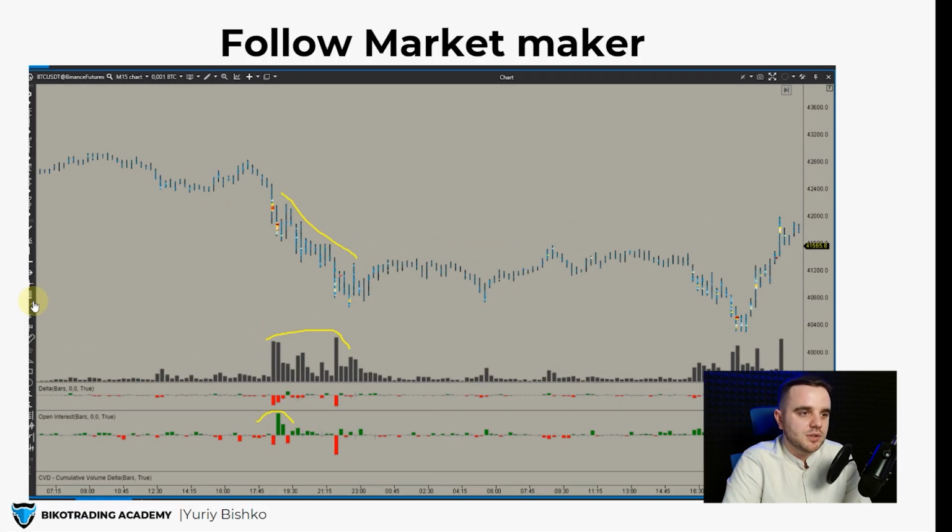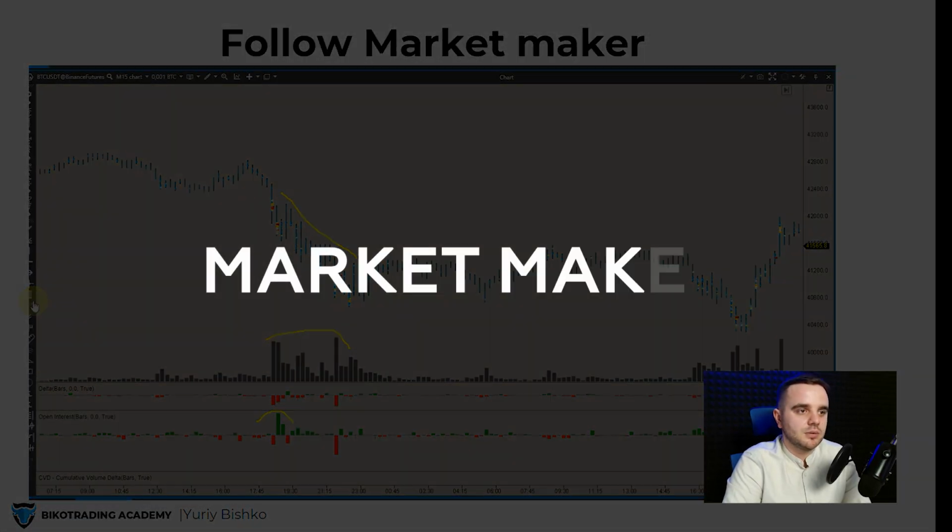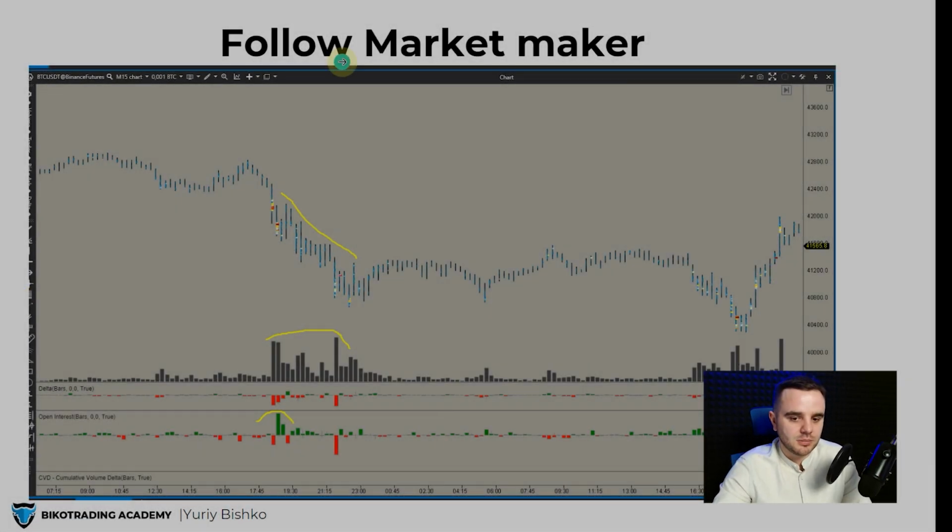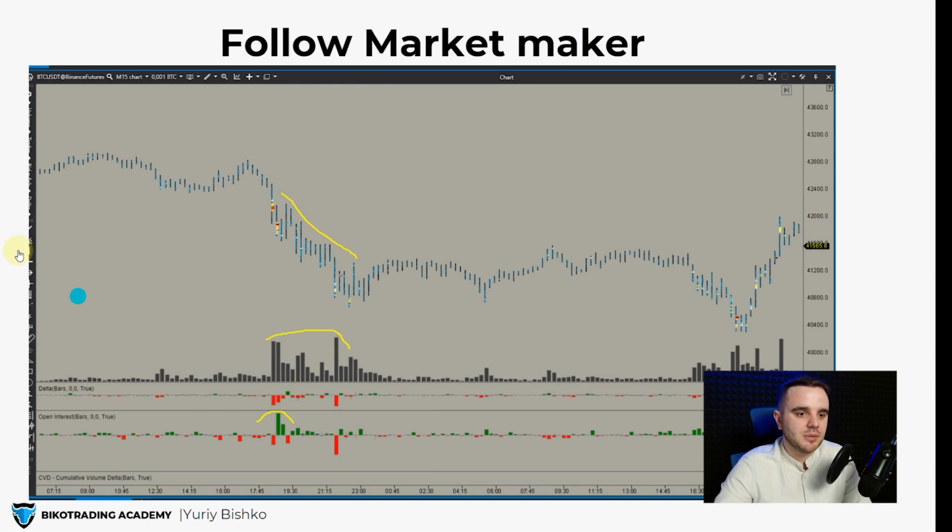And the third type of strategy that you can use with a market maker is when you follow the market maker. What does this mean, follow the market maker? It is when you see volume increase, when you see a significant rise in open interest and delta, but price continues.